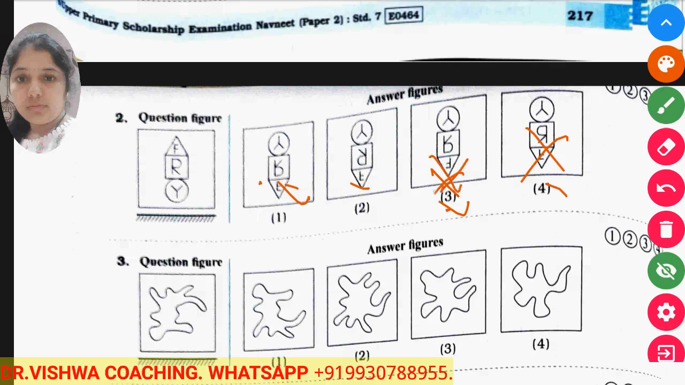So this is not the answer, as we check that R is facing towards right. But this one we had already cut because F's direction is wrong. So option number 1 is your answer.